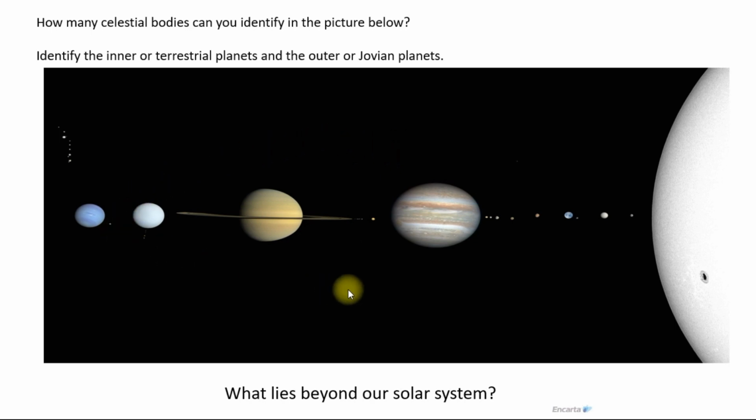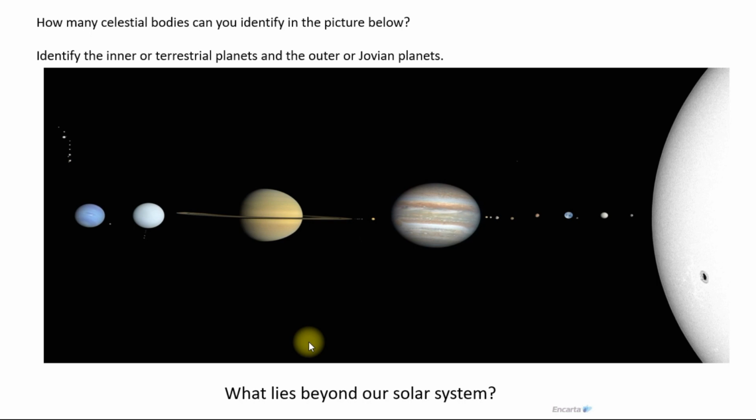Okay. Now, identify the inner or terrestrial planets and the outer or Jovian planets. The planets that exist before Jupiter, or before this belt here called the asteroid belt, are the terrestrial or rocky planets. We have these four here, the terrestrial planets. And the planets that exist beyond the asteroid belt, like these planets here, are the Jovian planets. You can also call them the ice and gas giants.